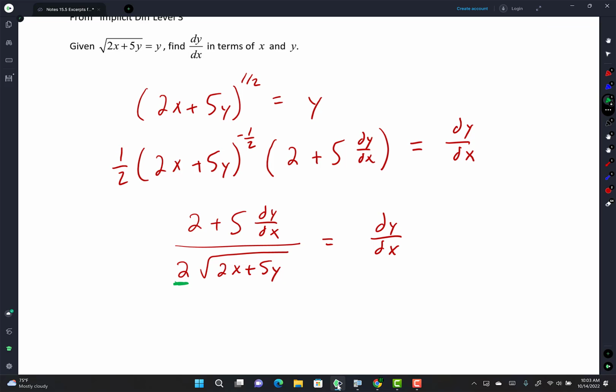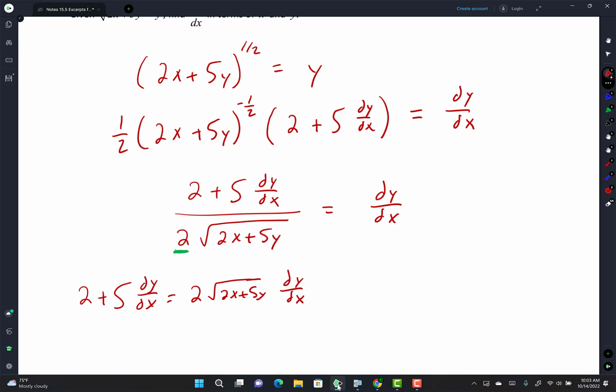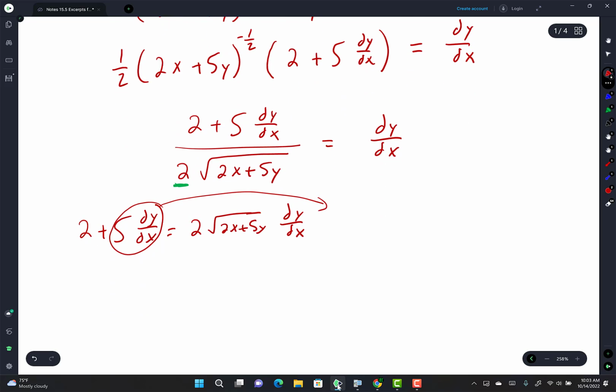So I'm going to go ahead and multiply everything left and right. So now I'm going to have this. I'm going to have 2 plus 5 dy/dx equals 2 square root of 2x plus 5y and then a dy/dx next to it. If you want to use parentheses, that's fine. Are we okay so far? I'm going to move the 5 dy/dx to the right. And when I do that, well, okay, here we go. 2 equals 2 square root 2x plus 5y, under that square root, with a dy/dx on it, minus 5 dy/dx. Are we still okay?